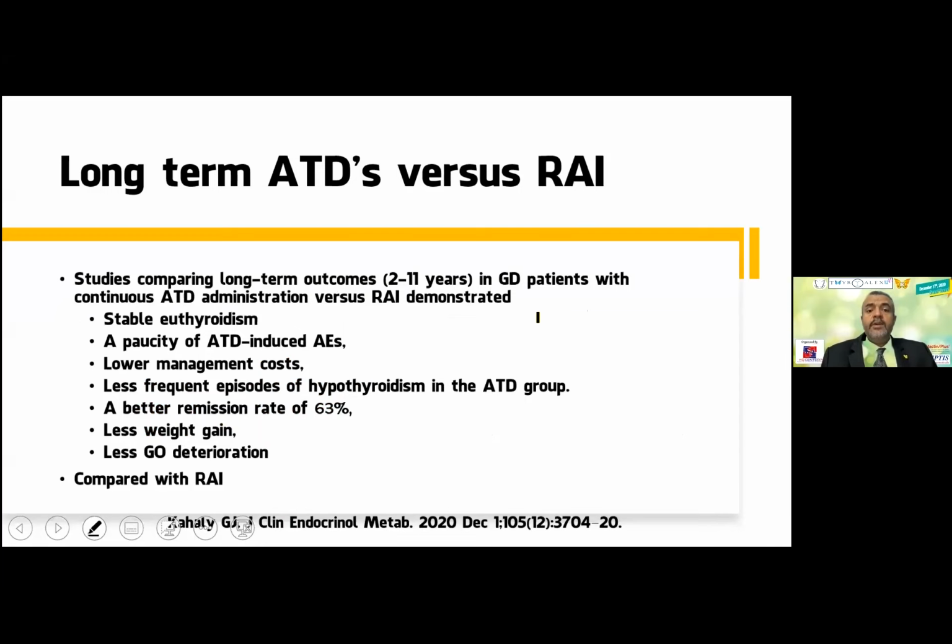And then long-term antithyroid drugs versus radioactive iodine ablation. Studies comparing long-term outcomes, treatment with antithyroid drugs for 2 to 12 years versus going to radioactive iodine ablation, show that medical treatment has these advantages. Number one, more stable euthyroidism. Number two, fewer antithyroid drug-induced adverse events. Number three, lower cost. Number four, less frequent episodes of hypothyroidism. Number six, better remission rates of up to 63%, less weight gain, and less Graves orbitopathy deterioration.